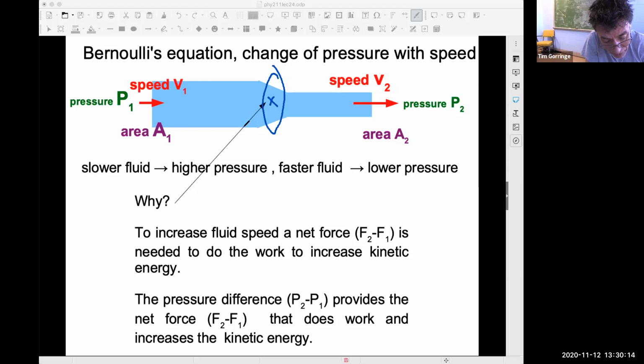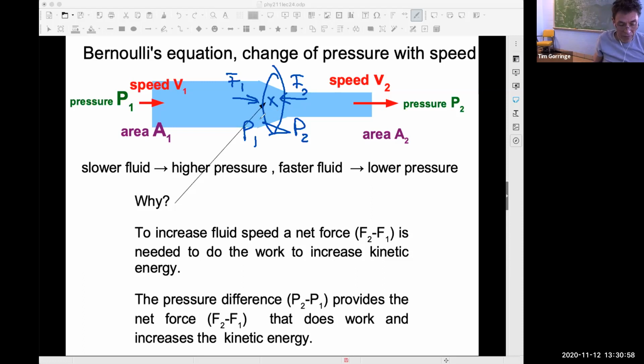If the pressure in region number one, that's on the left, is bigger than the pressure in region number two, that's on the right, that means that, take a slice of fluid in this region where the lanes are going from three to one. There's a pressure on the left, there's a pressure on the right. There's a force on the left. There's a force on the right. If the pressure is larger on the left, the force is larger on the left. If the pressure is smaller on the right, the force is smaller on the right. So there is a net force here because there's a pressure difference here.